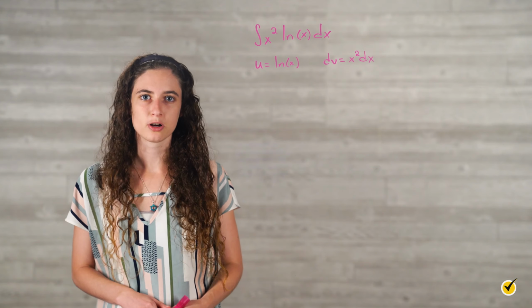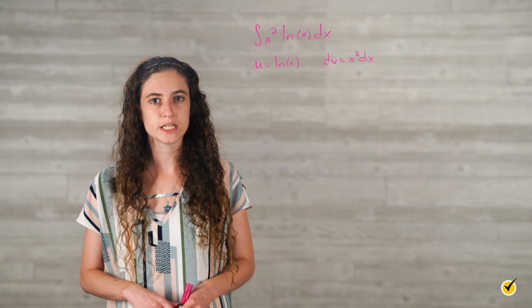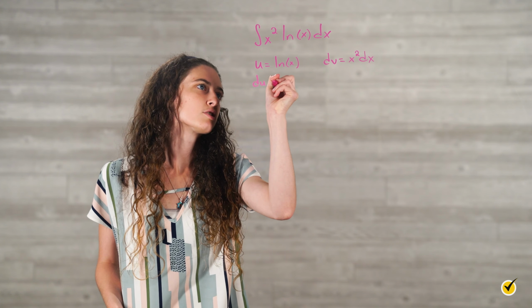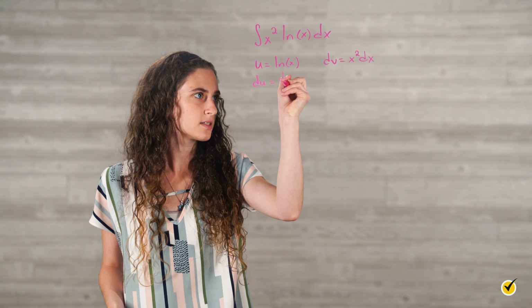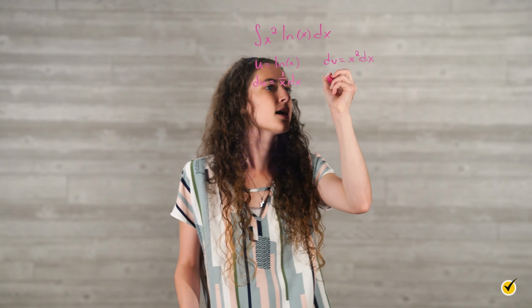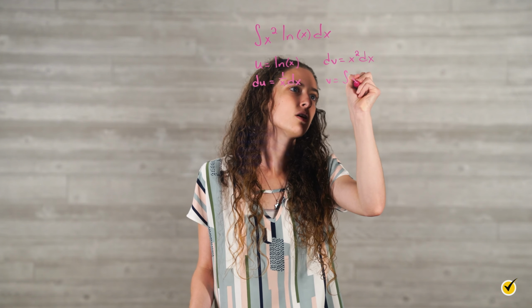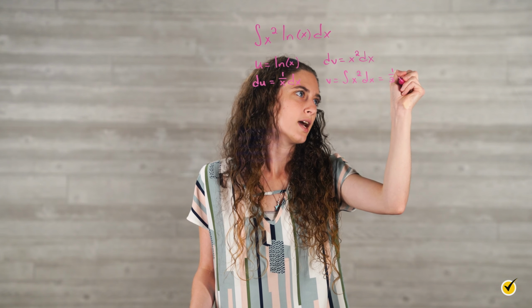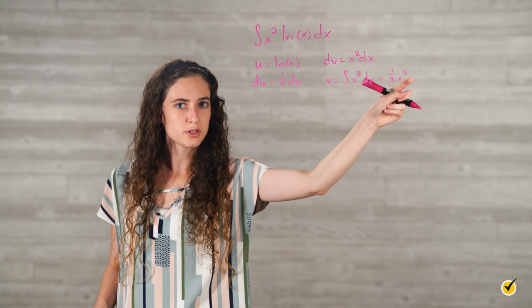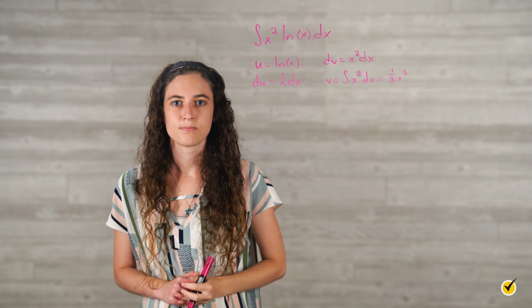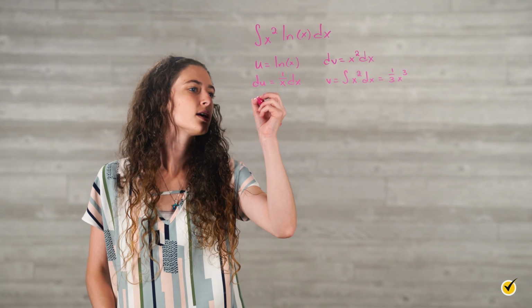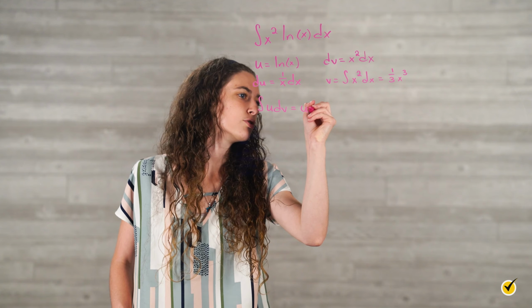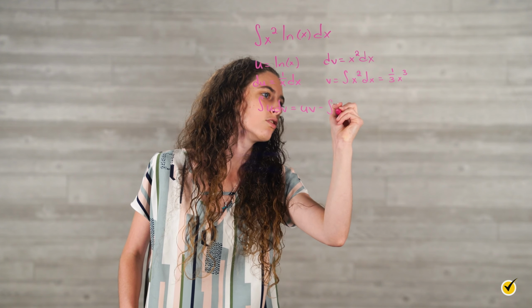To use the integration by parts formula, let's go ahead and determine what du and v are based on our choice. So du is the derivative of ln of x, which is 1 over x dx, and v is equal to the integral of x squared dx, which is equal to 1/3 x cubed. Remember, we don't have to put the plus c yet, we'll put that at the very end. Because the formula for integration by parts is the integral of u dv is equal to u times v minus the integral of v du.